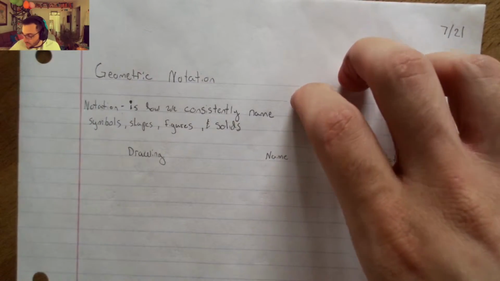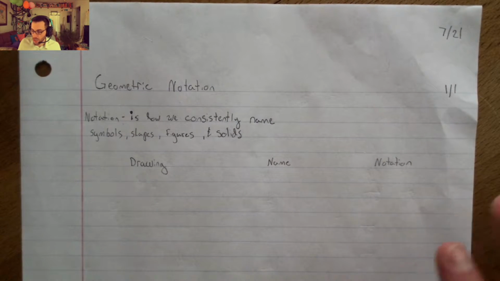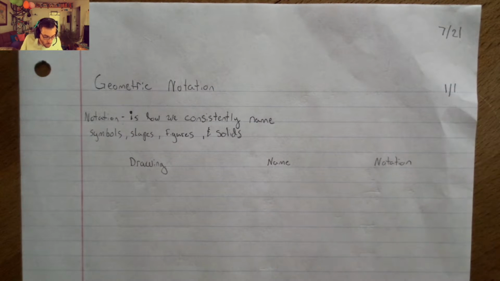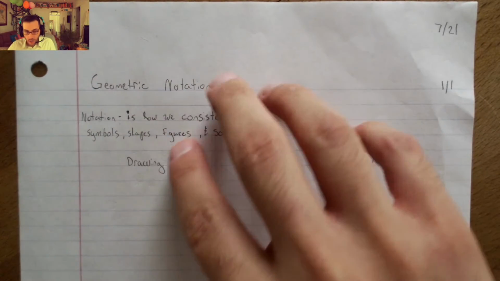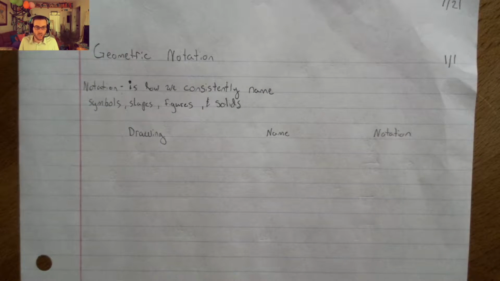Today we're going to be talking about what's called geometric notation. So let's take a look at our notes and see how we're going to organize and understand some of these fundamental concepts. What I'd like for you to do first is, on your paper, as always, label our title Geometric Notation. Today should be July 21st, and we're going to have about 1 page. As long as we write small, 2 pages is perfectly fine though. First thing that we're going to do is define this concept of notation. It's basically just how we consistently name symbols, shapes, figures, and solids.